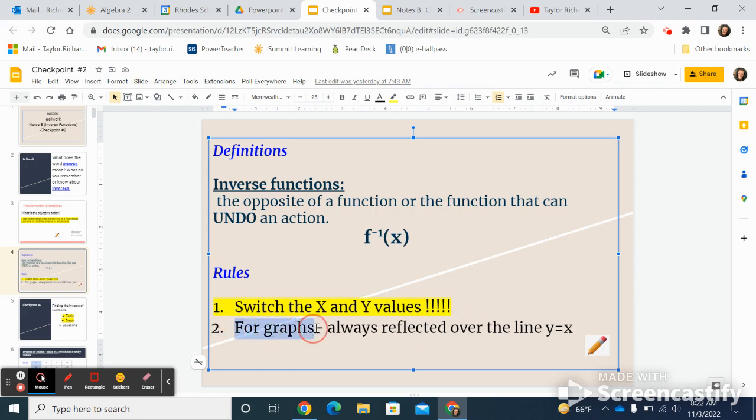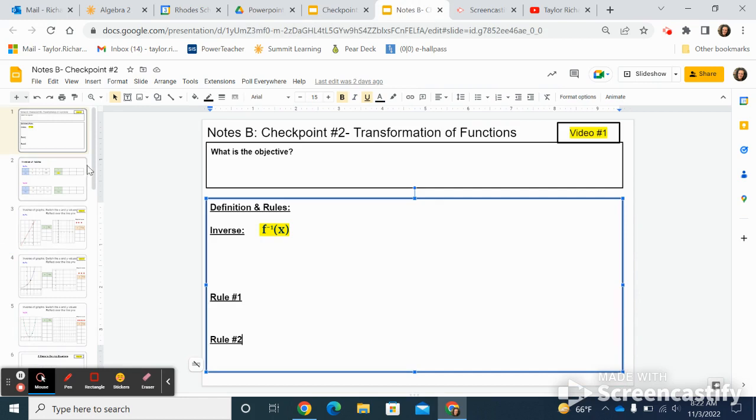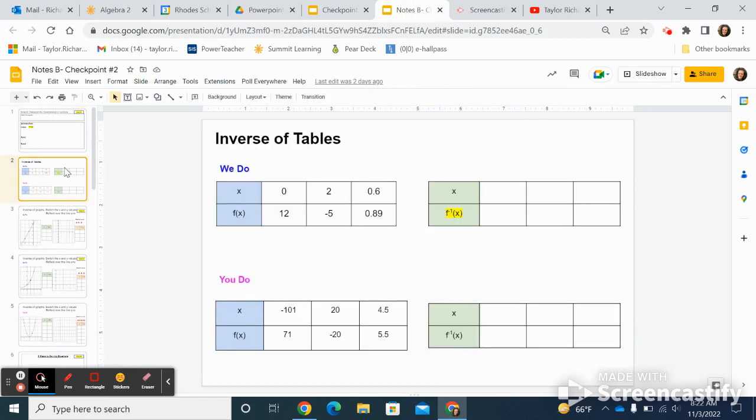Rule number 2 just applies to graphs, and it says always reflect over the line Y equals X. Okay, so those are our 2 rules, and rule number 2, I'll kind of show you how that works, but rule number 1 is the most important, switching X and Y. So let's go to slide 2, and we're going to start with tables. So what's happening here is I'm giving you a table like this first one, and then I'm asking you to find the inverse table, the opposite table. Okay.